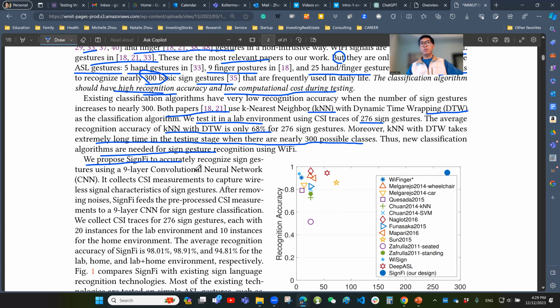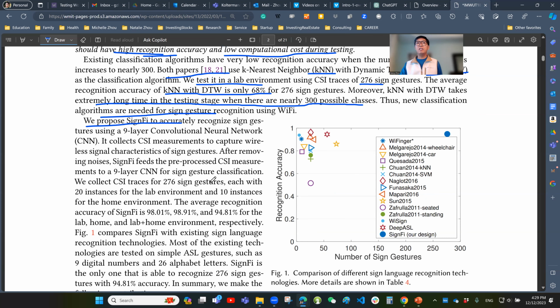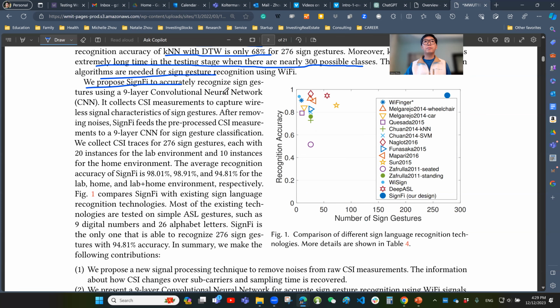That's why we propose, you see, our difference. We propose to use a 9-layer convolutional network. Average recognition accuracy is much higher, right? Our solution, called SignFi, is the only one that's able to recognize 276 sign gestures with 95% accuracy.